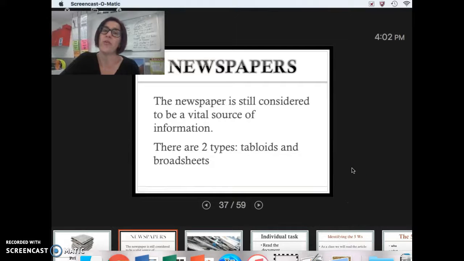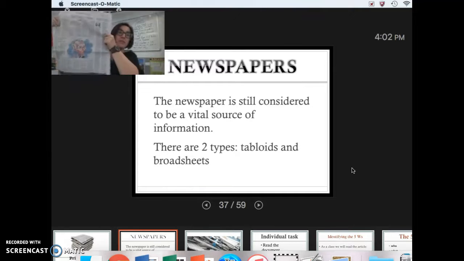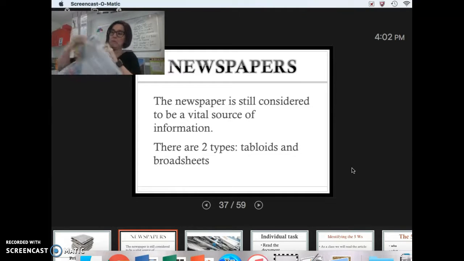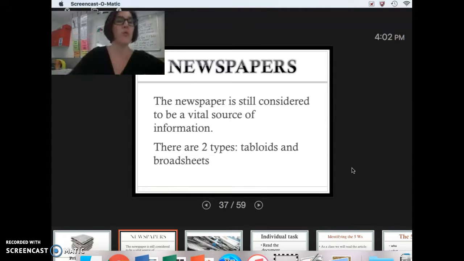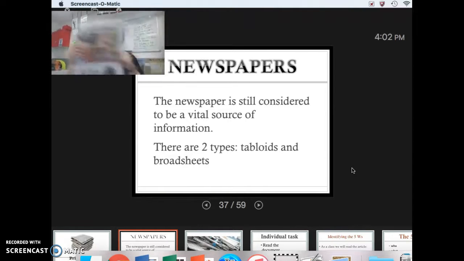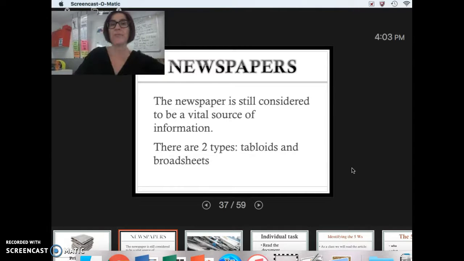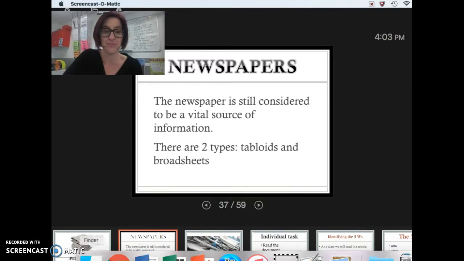Hey, just want to go over some information about newspapers and in particular newspaper articles. Now, whether you're reading a broadsheet, which is one of these big newspapers, usually the national publications, or you're reading a tabloid, the smaller local papers, you're going to have newspaper articles. And newspaper articles are written in a particular way. So I'm going to just go over how they are constructed.